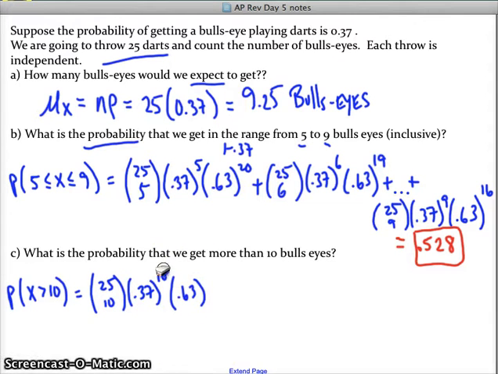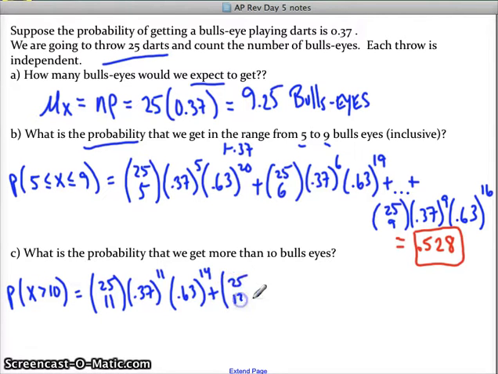You see it? I need to be more than 10. So what should I start with? I should have started with 11. So then 0.37 to the 11th, and then 0.63 to the 25 minus 11. Okay, so yeah, I'm glad I made that mistake to show a point actually. Greater than 10, you got to start with 11. Okay, then the next one would be a 12.